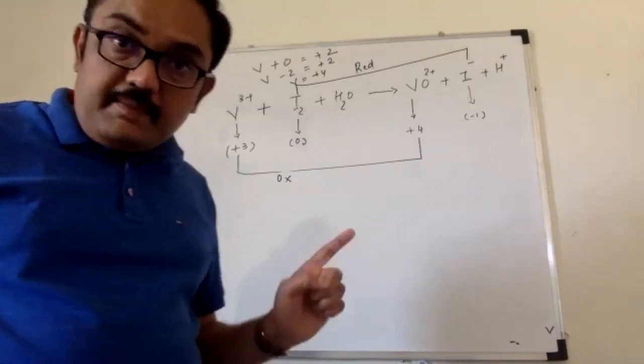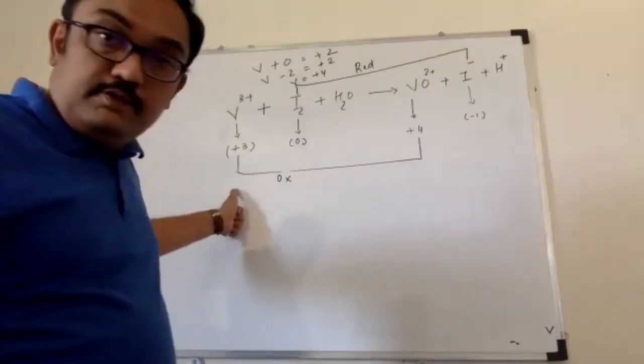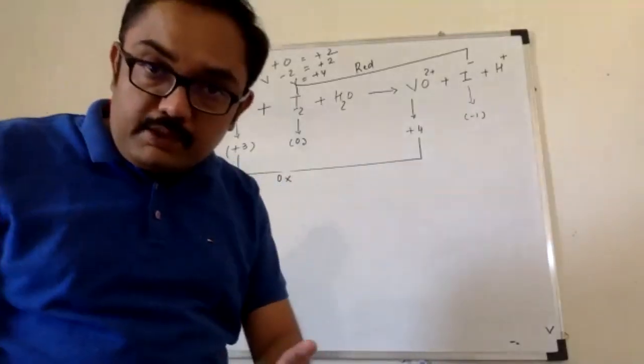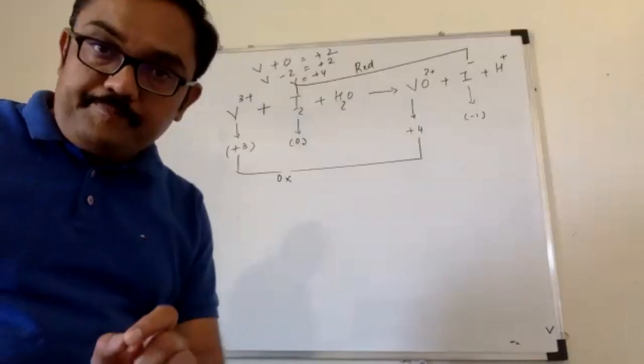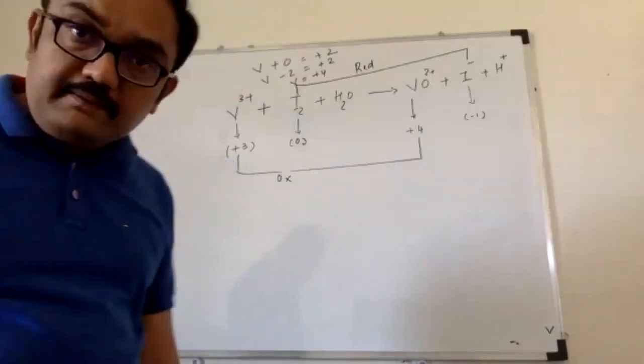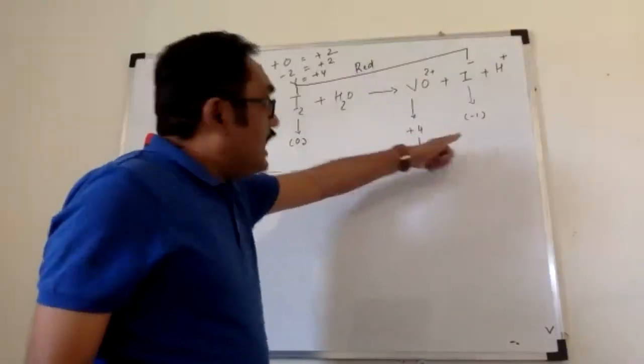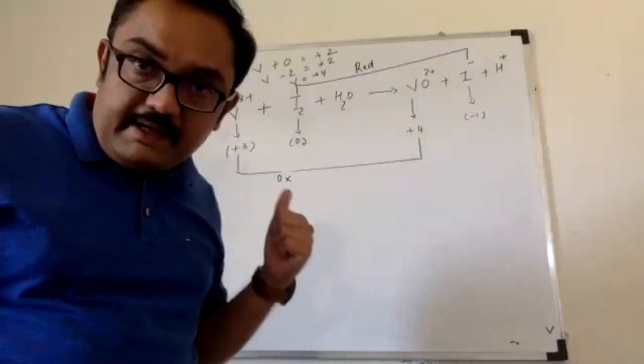Yes. Vanadium is the same on both sides. Left hand side there is one vanadium and right hand side also there is one vanadium. So no need to balance vanadium. See the iodine. Is the iodine the same on both sides? No, they are not the same. Right hand side the iodine is 1 and the left hand side the iodine is 2.